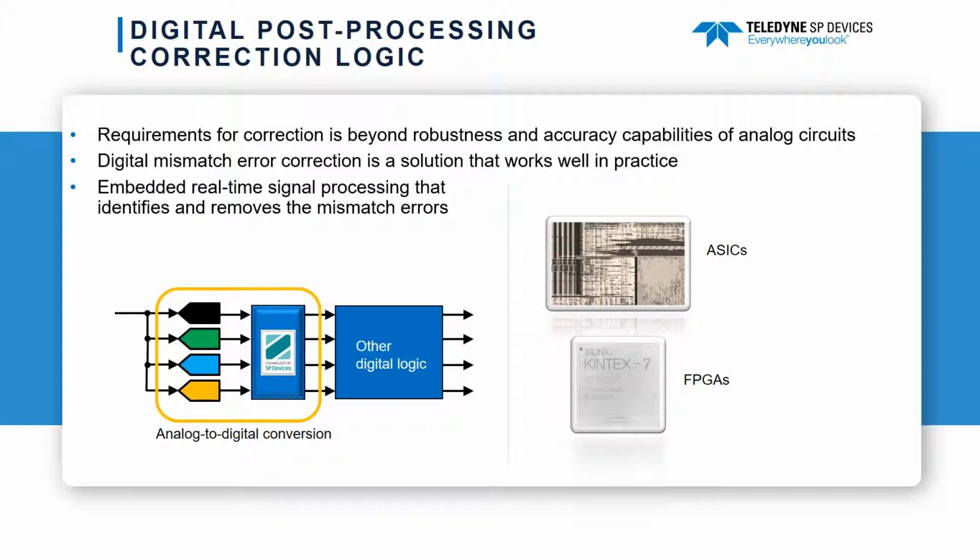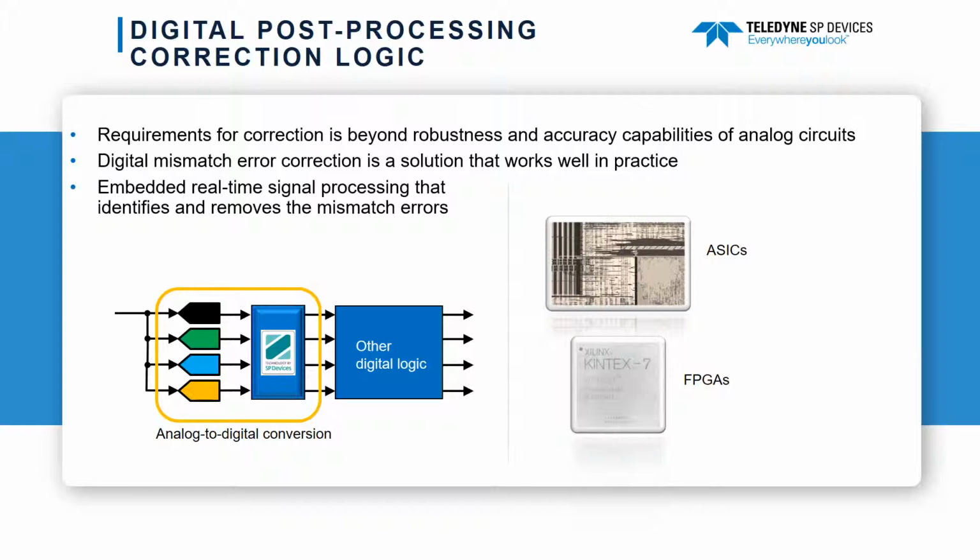Digital mismatch error correction is a solution that has been proven to work well in practice for multi-core time-interleaved ADC systems. Digital signal processing logic that performs mismatch error correction in time-interleaved ADC arrays does a post-processing error correction of the output data. In the block diagram on this slide, one can see the typical situation where the post-processing mismatch error correction block is placed directly after the time-interleaved ADC array. The main objective of such logic is to manipulate the sampled signals coming out of the ADC array such that the produced output signal will contain significantly less mismatch errors than the raw data.